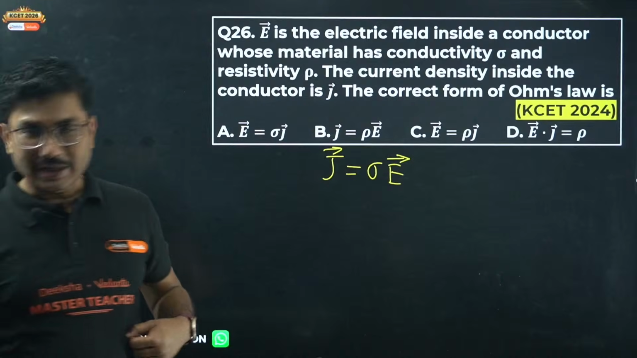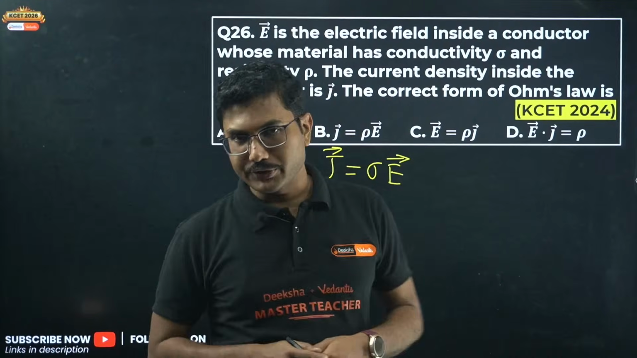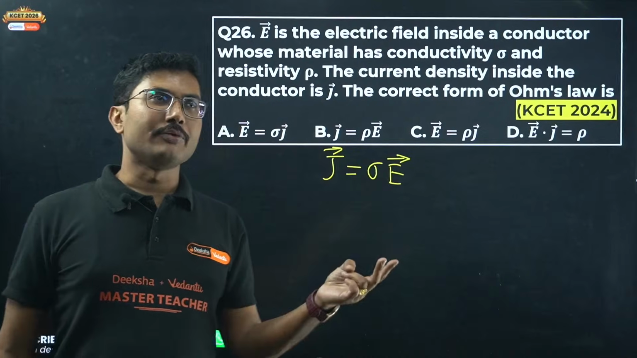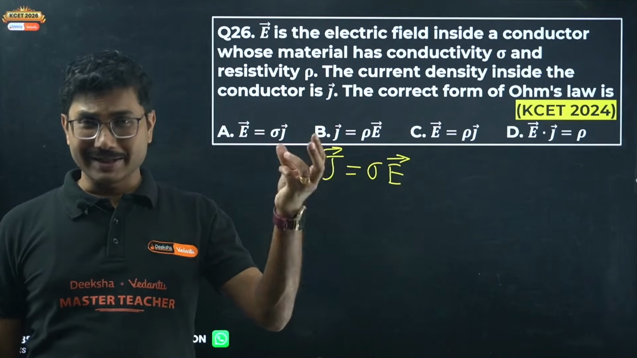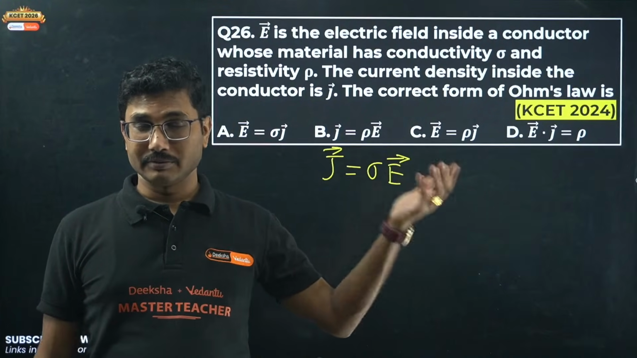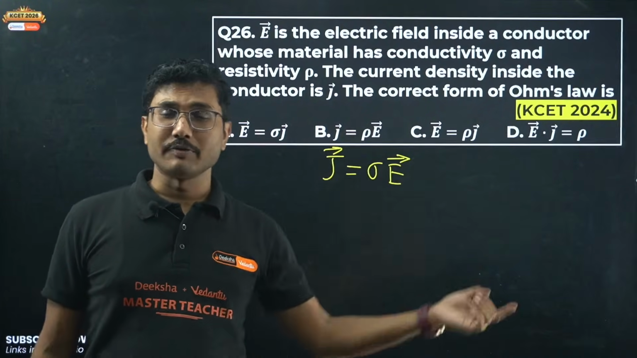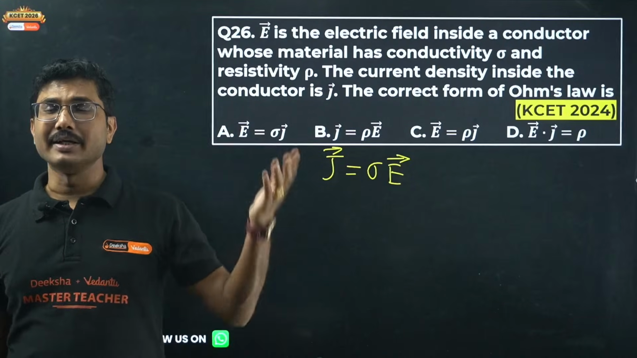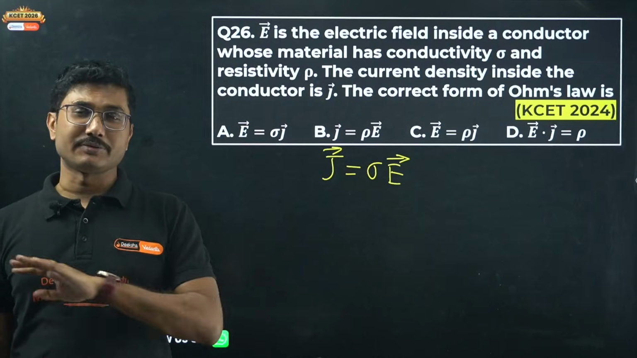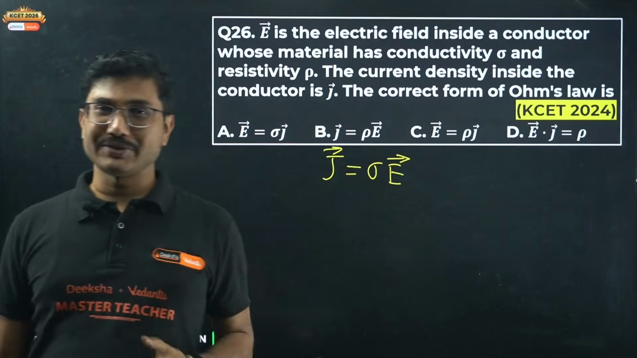Other chapters of 11th, you will get 1 question from all the remaining chapters: units and measurement, then work, energy, power. You also have properties of solids, properties of liquids, kinetic theory, thermodynamics, thermal properties, waves and oscillations. From all chapters you are going to get 1 question each.